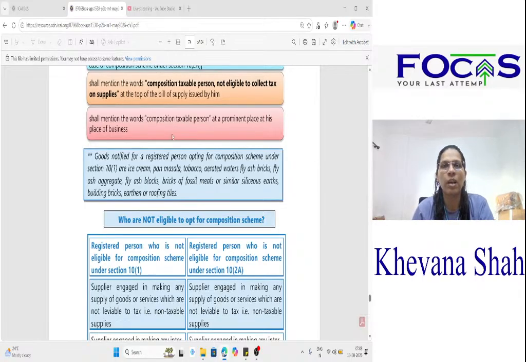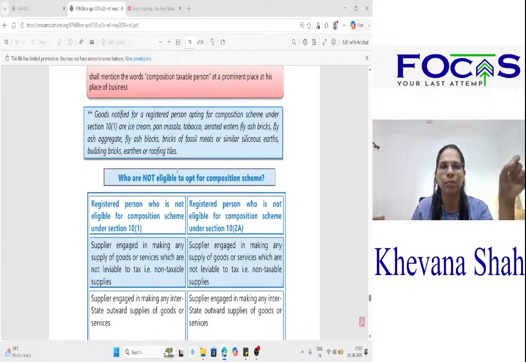The person shall mention the words "composition taxable person" at a prominent place at his place of business. So wherever you are running your business, you should mention it prominently. Prominently meaning that whosoever is coming to your place of business should be easily able to read that you are a composition taxable person. It should be very visible and in a much bigger font so that it can be easily seen that you are a composition taxable person.